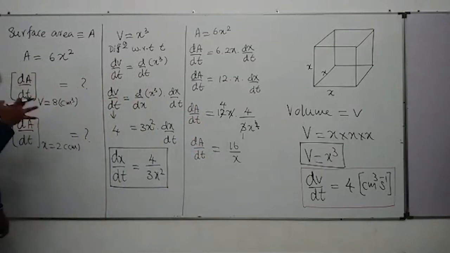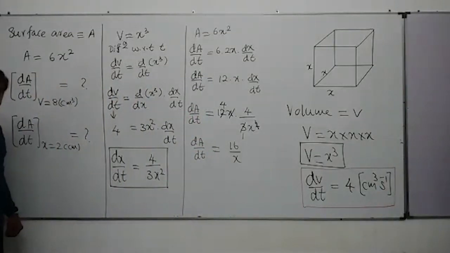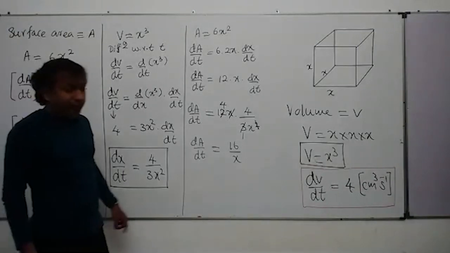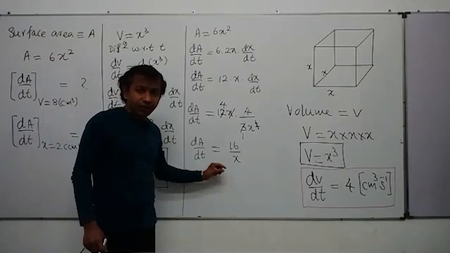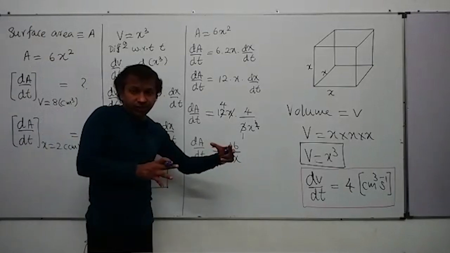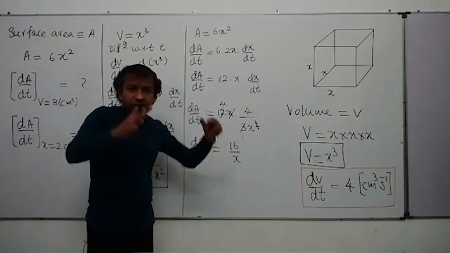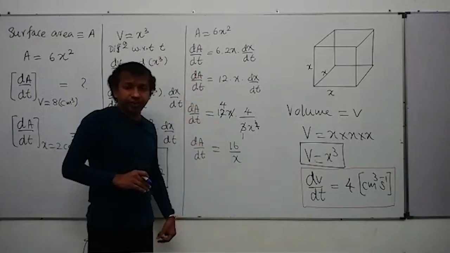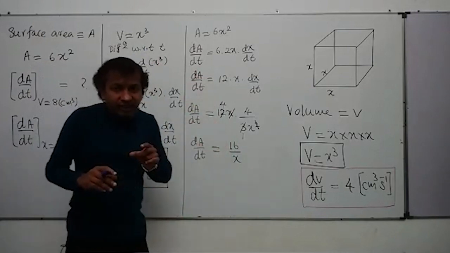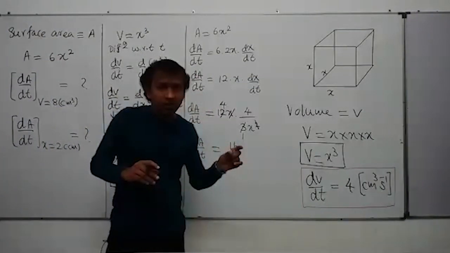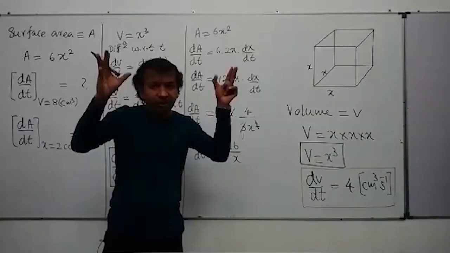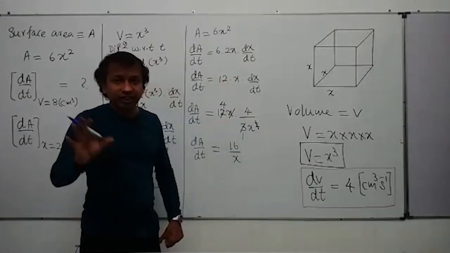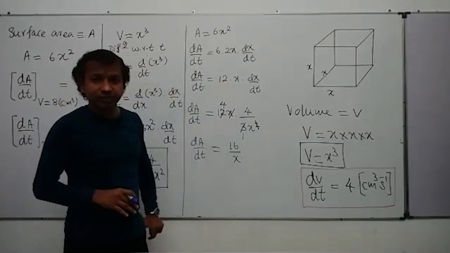Okay. Then you can see dA by dt is inversely proportional to what? x. That is what we can say, people. As the length of a side of the cube is increasing, the rate of increase in the surface area is decreasing. Can you understand that? As the length of a side of the cube increases, the rate of increase in the surface area is decreasing. It doesn't say, people, that the surface area is decreasing.